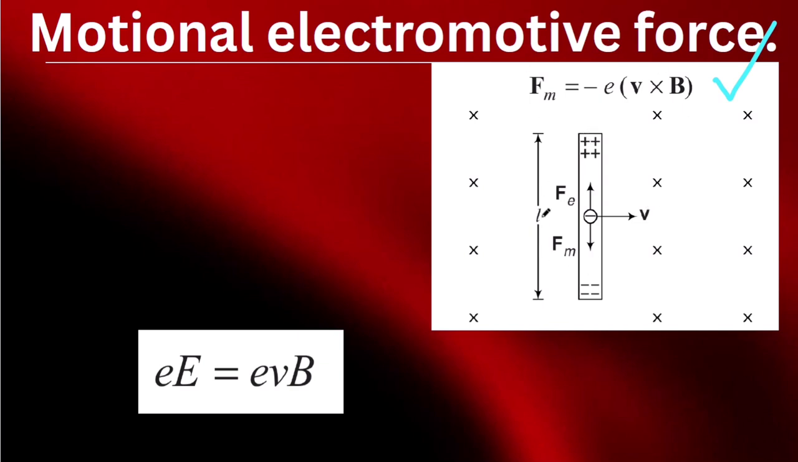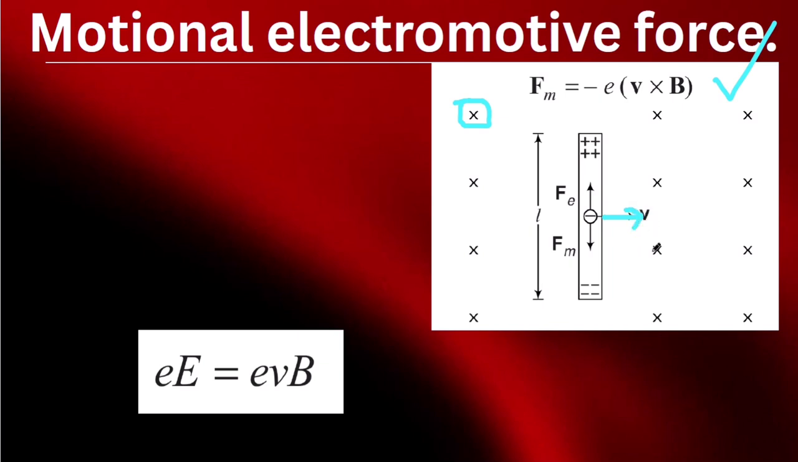Here a rod of length L is placed in a magnetic field. These are the direction of the magnetic field. So the field lines are entering the paper, right? So we represent it by cross. And this piece of metal rod of length L is moving with velocity v in this direction.